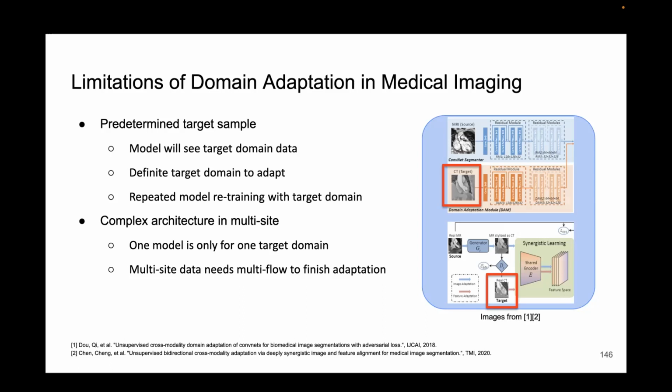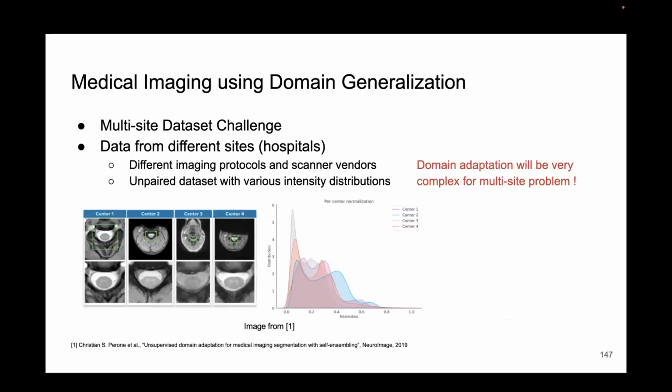And indeed, connecting to the domain adaptation, due to this set of challenges, researchers also try to leverage domain generalization in solving those medical problems. The multi-site data, you can regard it as data from different sites, that is, different hospitals. And there will be different imaging protocols and scan vendors capturing those medical images.